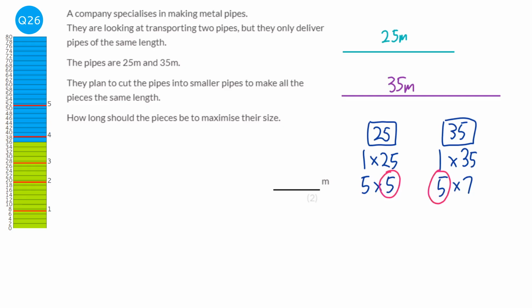So what we can do is we can cut all of these pipes into 5-meter pipes. So 1, 2, 3, 4, not to scale, and then 7 of these. So 1, 2, 4, 5, 6, and so there's 7 in total. So each of these are 5-meter long, and there's no wastage. And that's the longest we can make the pipes for there to be no wastage at all. So my answer is 5 meters.